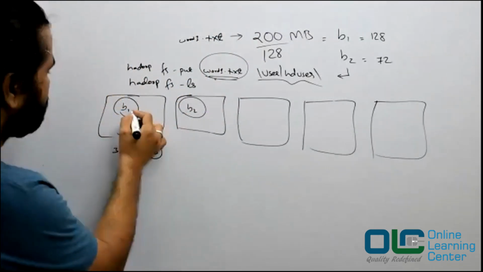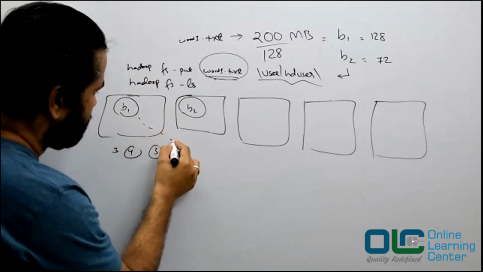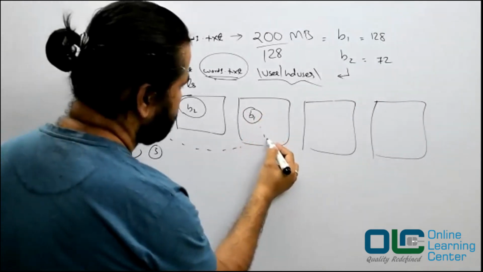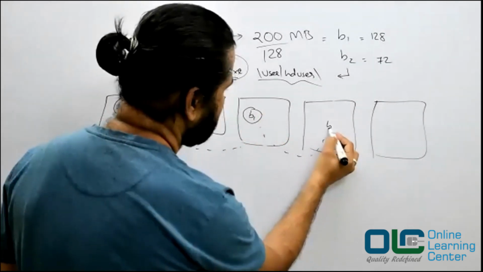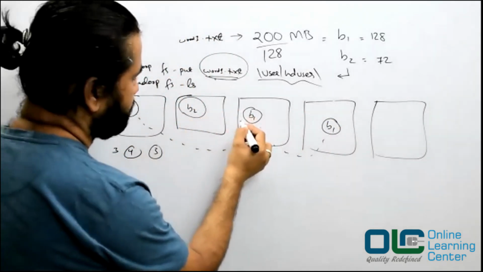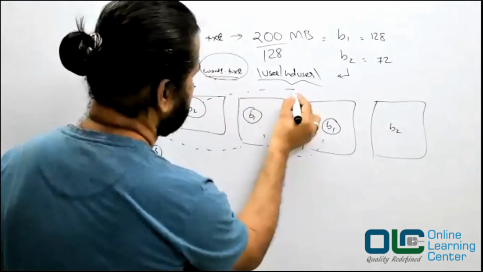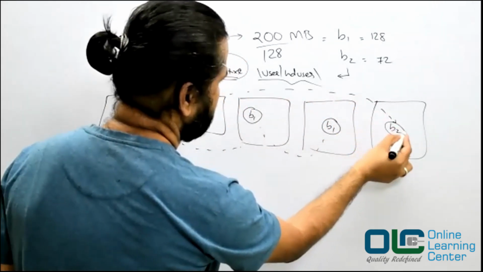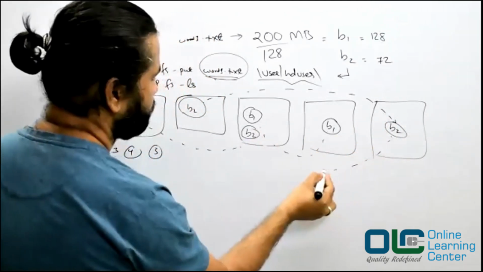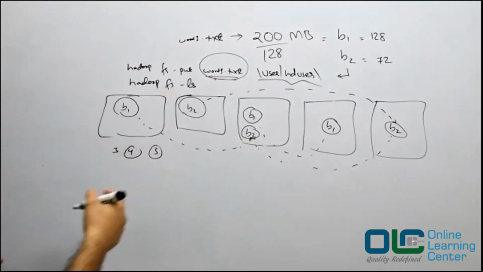In wait mode, what happens? It says, okay, B1 is here, B2 is here, and then the replication will start from here, and it may be here, and then it may go here. Similarly, B2 will start getting replicated, and B2 may go here, and B2 may also come here. So that is how the replication will happen.